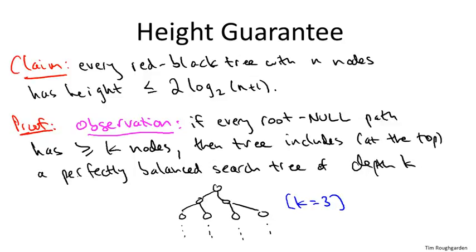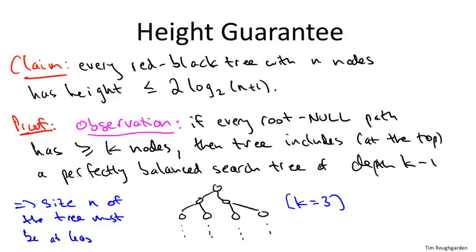So the size n of the tree must include at least the number of nodes in a perfectly balanced tree of depth k minus 1, which is 2 raised to the k minus 1. So for example, when k equals 3, it's 2 raised to the 3, 2 cubed, minus 1, or 7. So that's just a basic fact about trees, nothing about red-black trees.